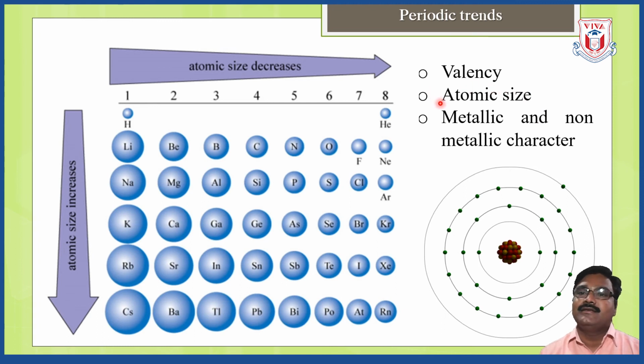Now the second trend is atomic size. Atomic size is nothing but the distance from the center of the nucleus to the outermost electron, that means the valence electron or the electron present in the outermost orbit. That distance from the outermost electron to the center of the nucleus of that atom will be its radius, and radius is nothing but atomic size.